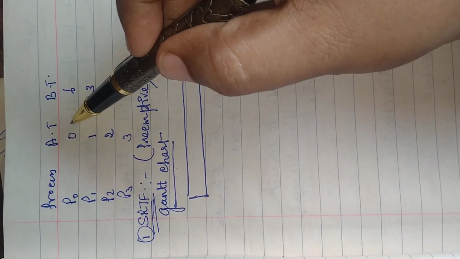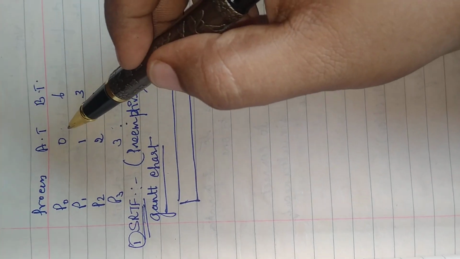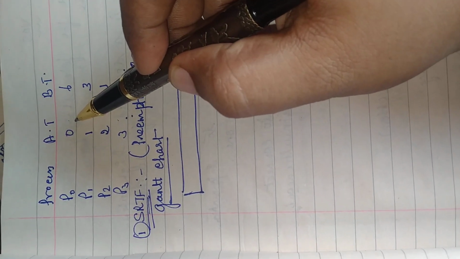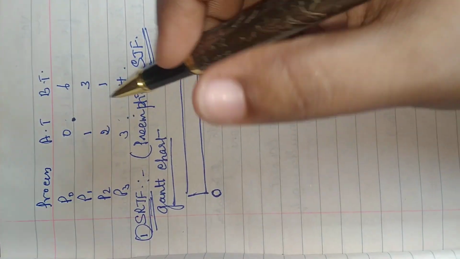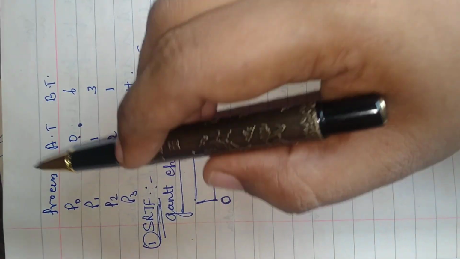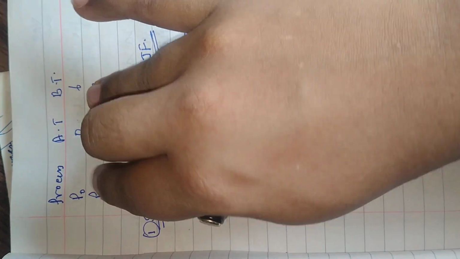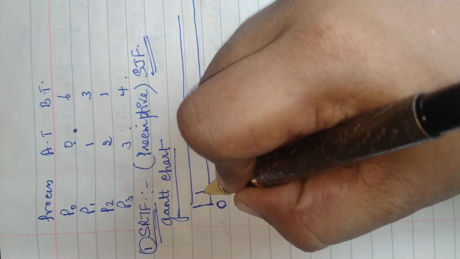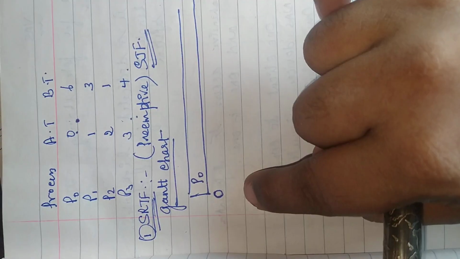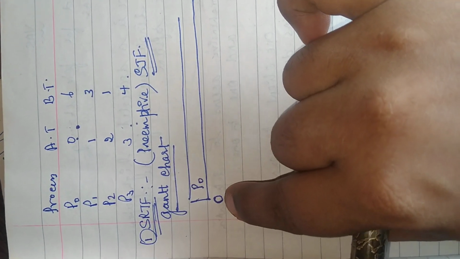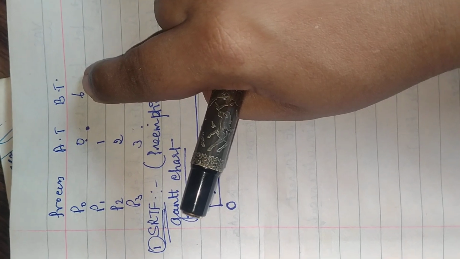You can see here arrival time is given. So when arrival time is given, you have to check the arrival time also. Okay, so we'll begin. We are beginning at the zero arrival time. At the zero arrival time, how many processes do you have? You have only one process, that is P0, because the next process comes in at 1, but we are still at the 0th millisecond. This P0 takes 6 milliseconds to complete.